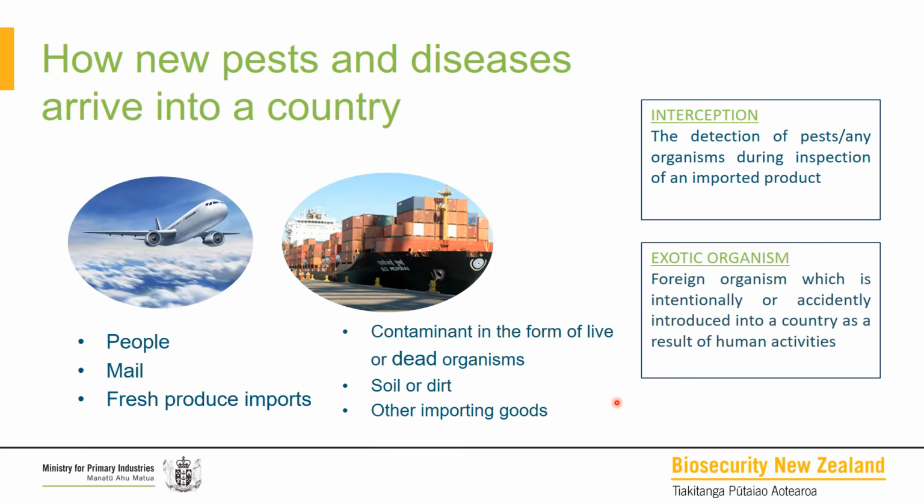Next, we will see how these new pests and diseases get into a country. One of the main pathways is by air, that is through people movement, mail, and other imported goods. Another important pathway is sea containers. Large ships and vessels can carry contamination in the form of live or dead organisms, plant materials, and seeds. Even the soil or dirt on them can carry microorganisms or seeds, and a small seed could allow new unwanted weeds into a country. Organisms which are intentionally or accidentally introduced as a result of human activity are called exotic organisms, that is, organisms not native to a country.